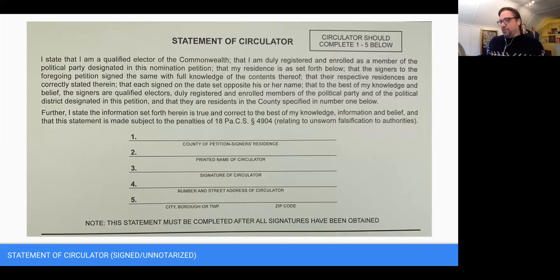Once you get through, as I said, on the first side is primarily the candidate and office information at the top, followed by 25 lines to collect signatures. On the back are 3 sections of completely different information. And so we're going to talk about what those official sections of the back side of the petition are.